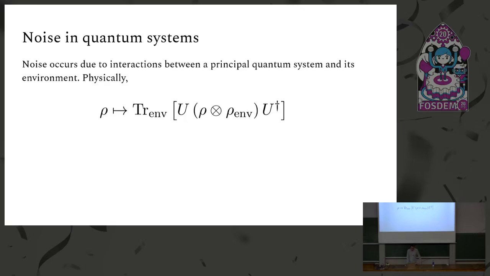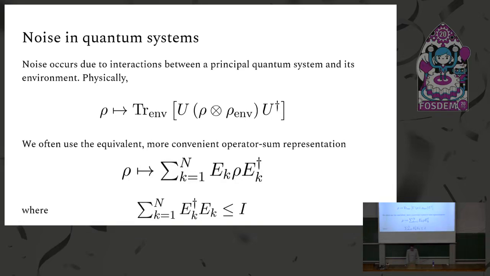Noise occurs because we can't completely isolate our quantum computers or our quantum systems. They're always interacting with the environment. So we have unitary evolution not just acting on the principal system, that is our quantum computer, say, but also on environmental variables as well. And the thing we measure is what you get after tracing out the environment. We often use this equivalent, but maybe more convenient, operator sum representation, where you define these Kraus operators, E sub k, which satisfy this equation at the bottom. And these define a particular quantum channel.